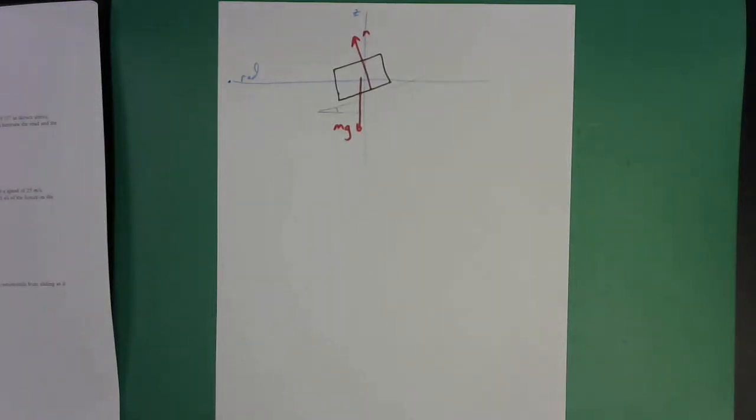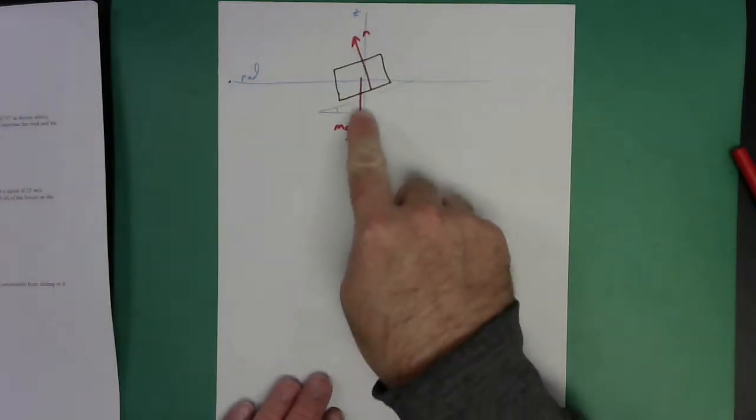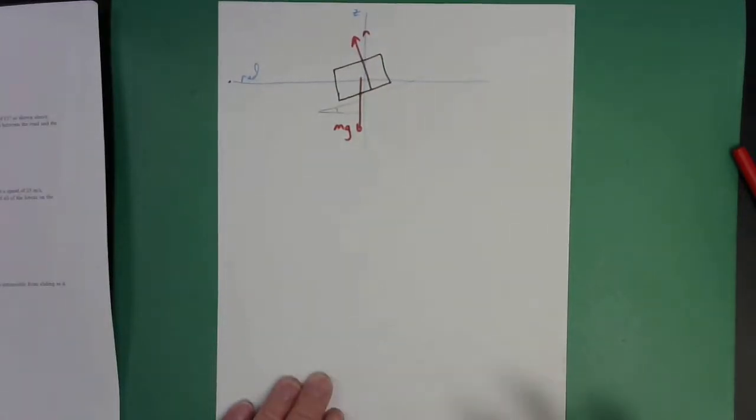So what force has to get split into components? I don't need to split the gravitational force into components. It's going along the z-axis.